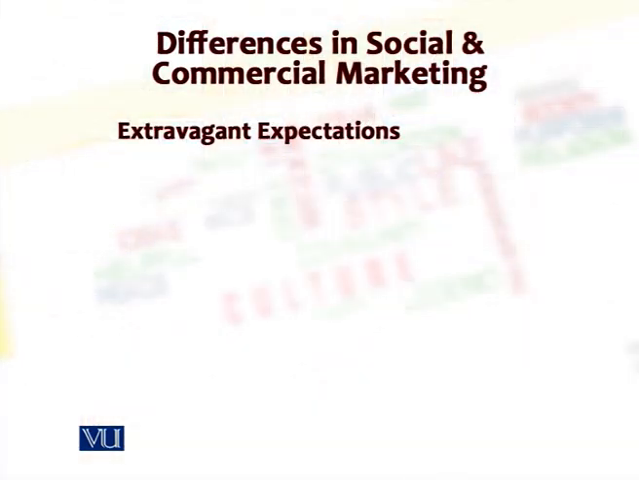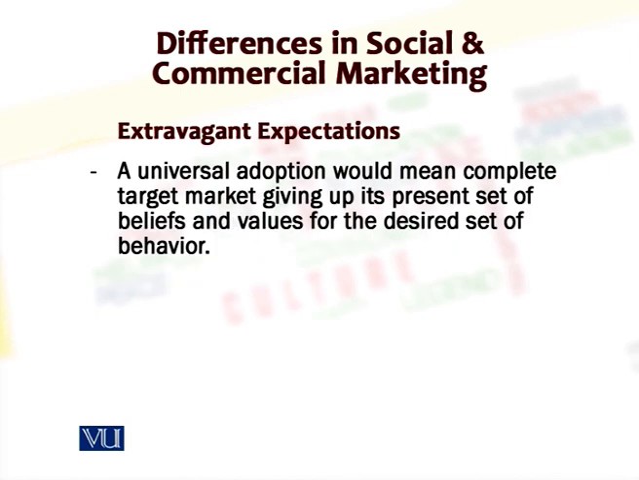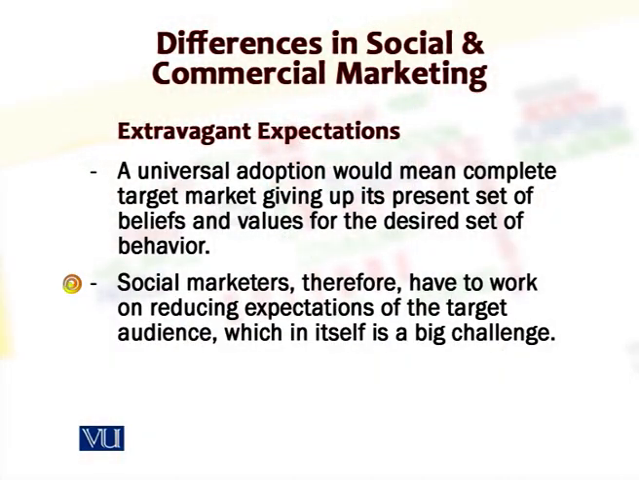Another factor that really differentiates social marketing from the rest of the marketing is the very high expectations on part of the stakeholders for complete eradication of the social problem. The problem will get resolved universally only if there is a universal adoption of the changed behavior, meaning the change which is desirable and for which the organization is working. It is not really possible because you just cannot have 100% people or the target audience to rally around your point and change their behaviors, which are so deep-seated and have evolved over the last, not just decades, but rather centuries. So the job of the social marketers here is to lower the expectations of the stakeholders.